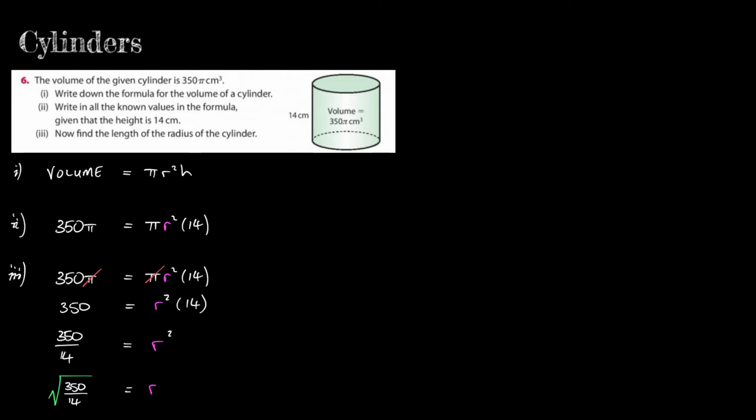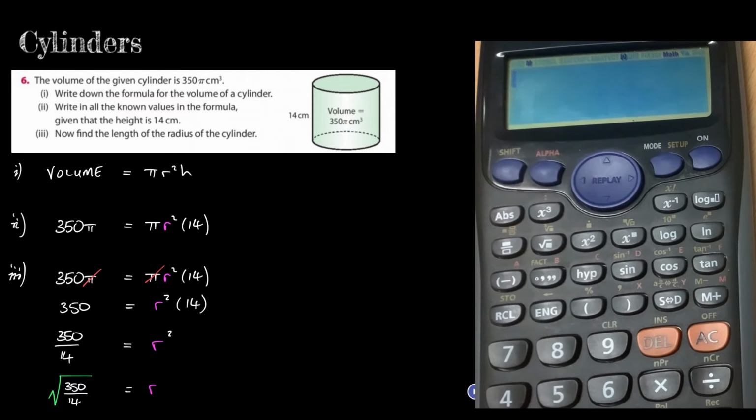And that will give me the square root of 350 all over 14. So what we're going to do now is just type this into the calculator. So the square root of 350 all over 14.